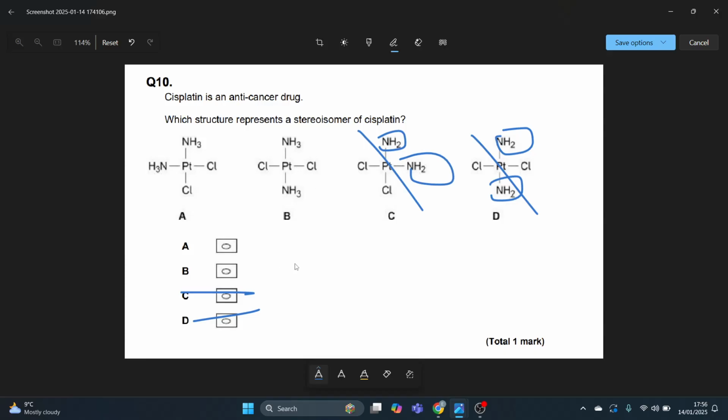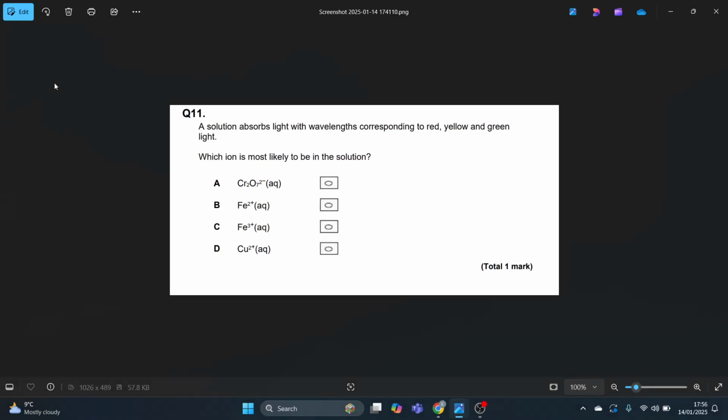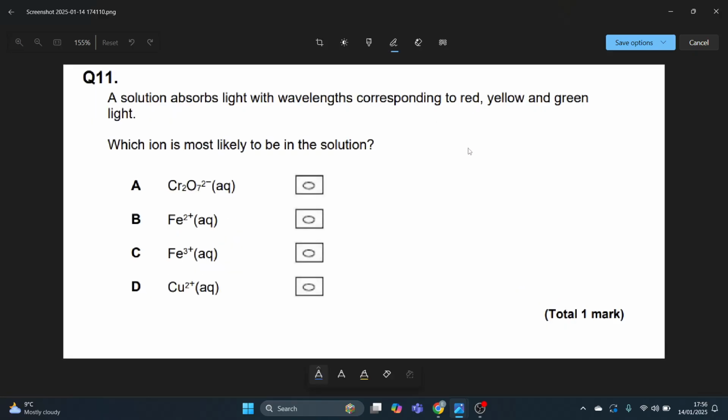But remember, if it's a stereoisomer of cisplatin, then it's got to be the ones that are opposing each other. This is a trans isomer, and therefore it's going to be a stereoisomer of cisplatin. They can't really ask you that many questions about cisplatin. Describe how it works, a big 6 marker, and then just a couple of multiple choice questions.